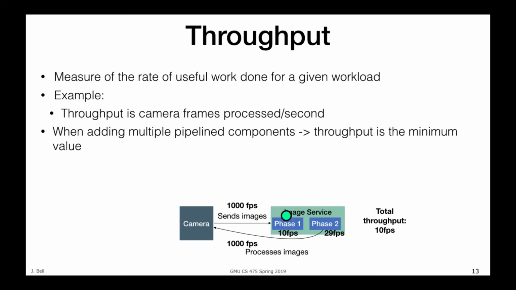But then inside of this image processing service, these multiple phases might be slower. This phase one at 10 frames per second and phase two at 29 frames per second. So when we add these components together, the throughput becomes the minimum value. So even though this component can function at a high throughput, 1,000 frames a second, and this one 1,000 and this one 29, we're still stuck only processing 10 frames per second because of this slow phase one component in our image service.